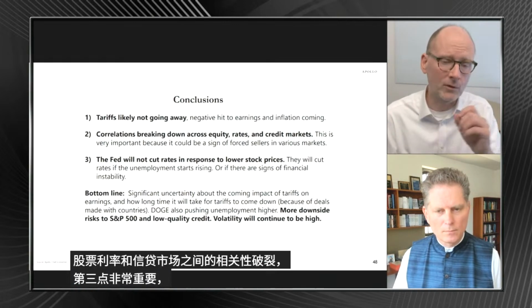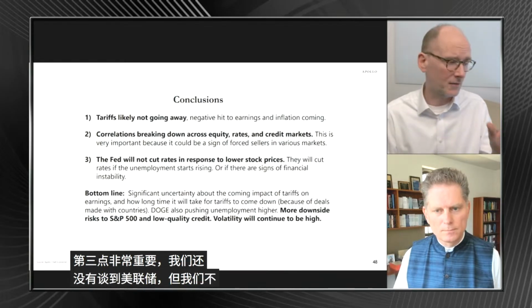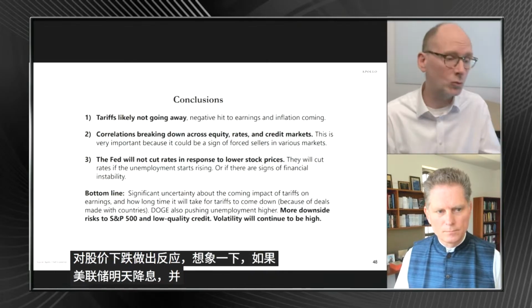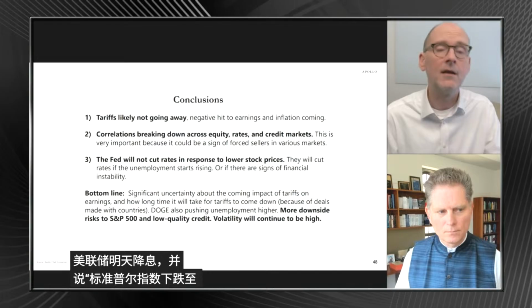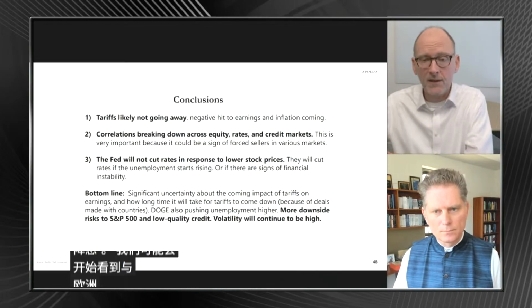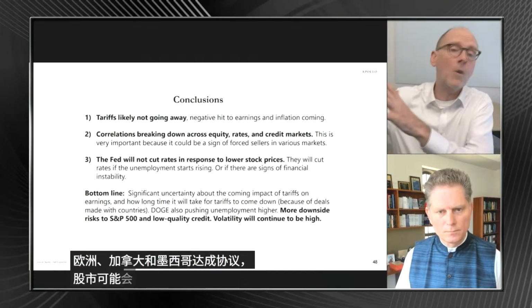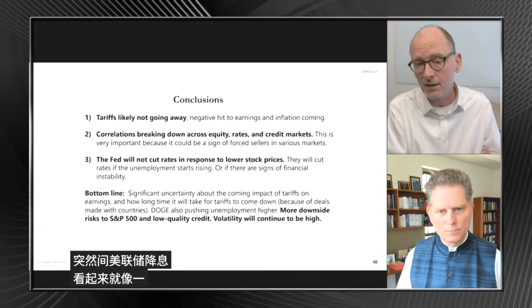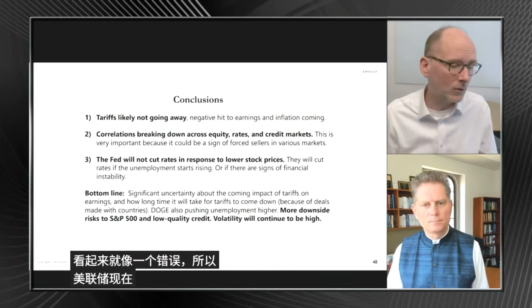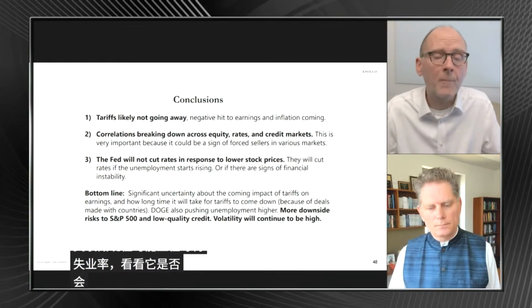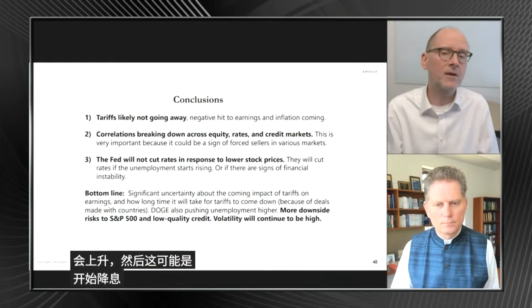And number three, very important, we've not talked about the Fed, but let's not forget that the Fed does normally not respond to lower stock prices. Imagine if the Fed cut interest rates tomorrow and said, ooh, the S&P is down 20%, we need to cut interest rates. Well, we could potentially begin to see deals with Europe, deals with Canada and Mexico, and the stock market could go back up 20%. And suddenly the Fed cut is going to look like a mistake. So that's why the Fed is likely waiting now for the unemployment rate to see whether that's going to go up. And then that could be a reason to begin to cut rates.